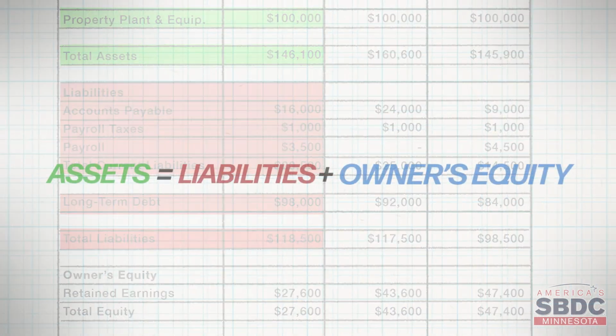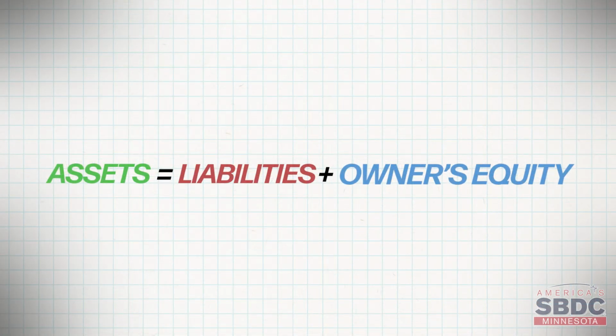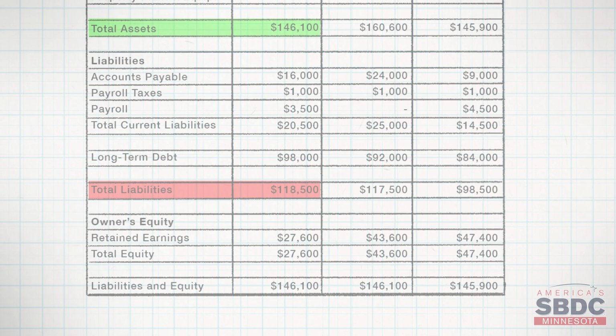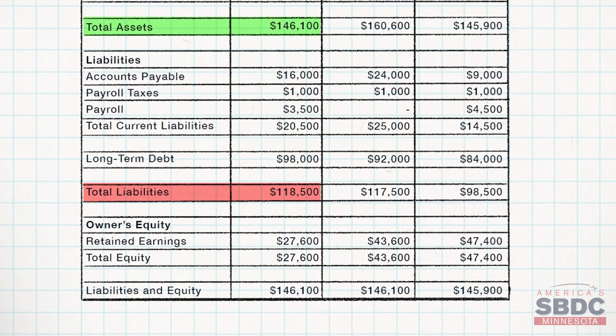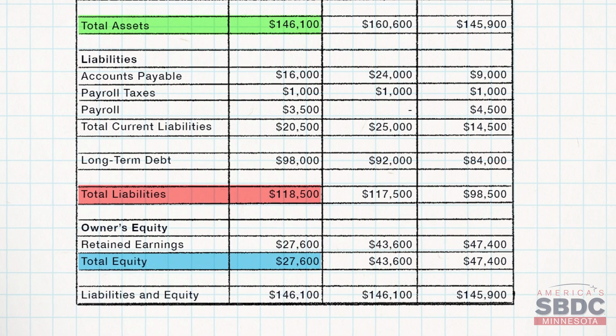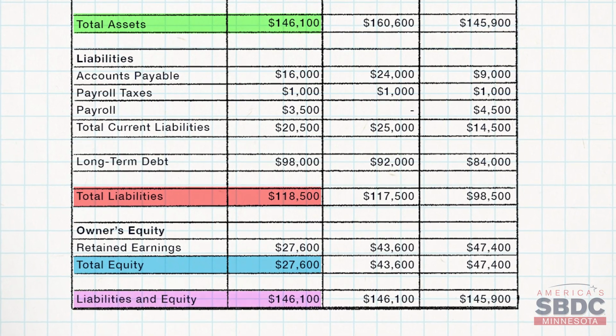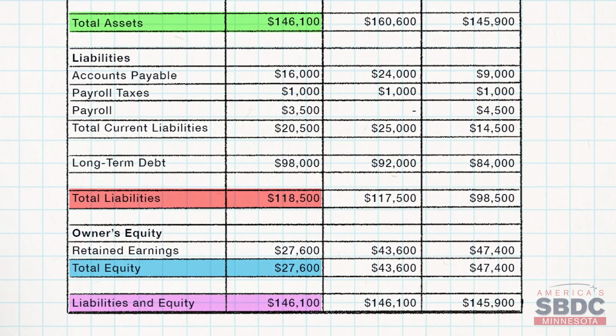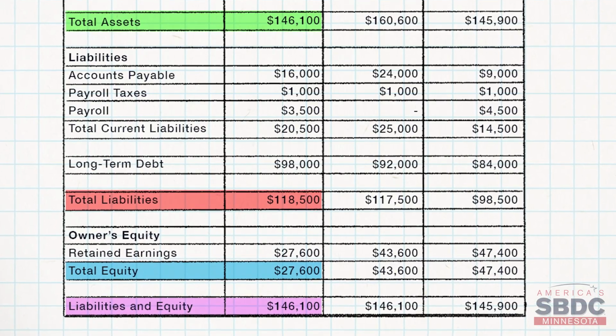$118,500. Knowing the equation of assets equal liabilities plus owner's equity, we can see that the equity of the business must be $27,600 for liabilities and owner's equity to equal the assets of $146,100. Now, let's talk about profit and loss, otherwise known as income statements.